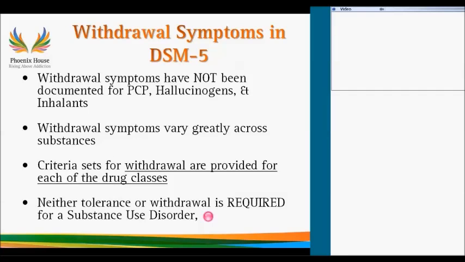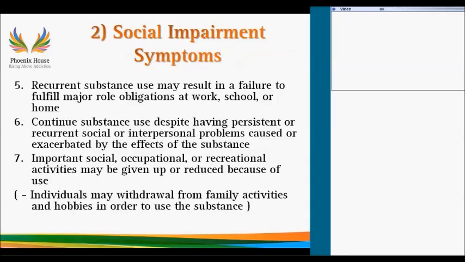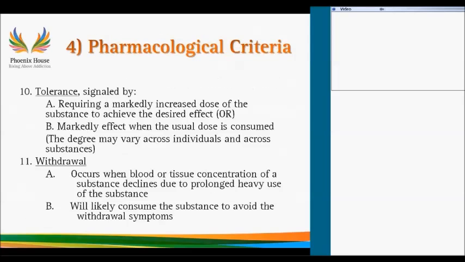Okay, so the first question here is, one of the first two criteria for impairment, number one, talked about the need to use more. How is this different from tolerance under the pharmacological criteria? Okay, I'm kind of going back and forth here myself. This is, I think, what I meant by tolerance.